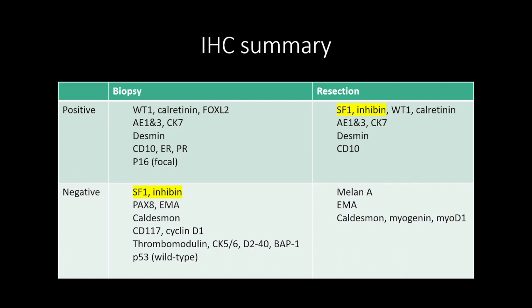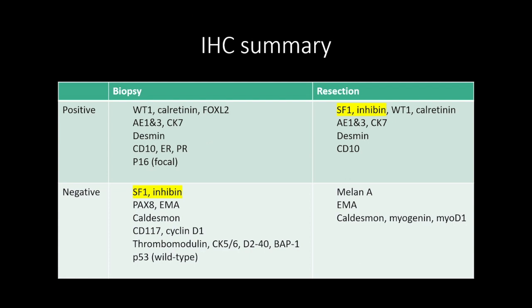In summary, SF1 and inhibin were negative in the biopsy, but positive in the resection. This could be because the resection contains clear cell components that weren't captured by the biopsy. These were the areas that stained positive for SF1 and inhibin. These findings show that it can be challenging to diagnose these entities on biopsy specimens when we don't see the whole lesion. Besides SF1 and inhibin, other immunomarkers were compatible between the biopsy and the resection.